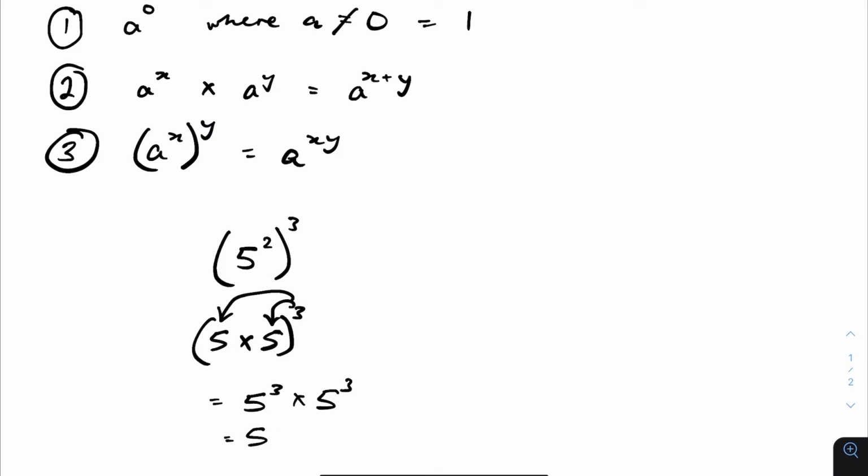Oops, that's a bad 6. Another way of thinking about it is that this is just equal to 25 to the power of 3. When you evaluate it, it's actually the same as 5 to the power of 6. So that's rule number 3.